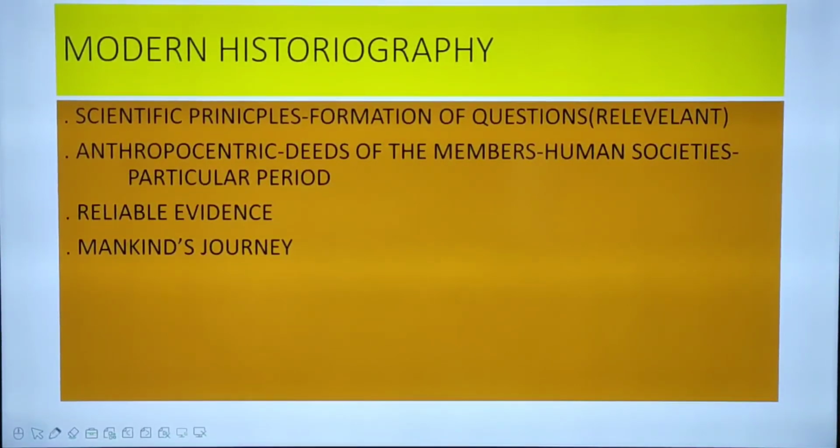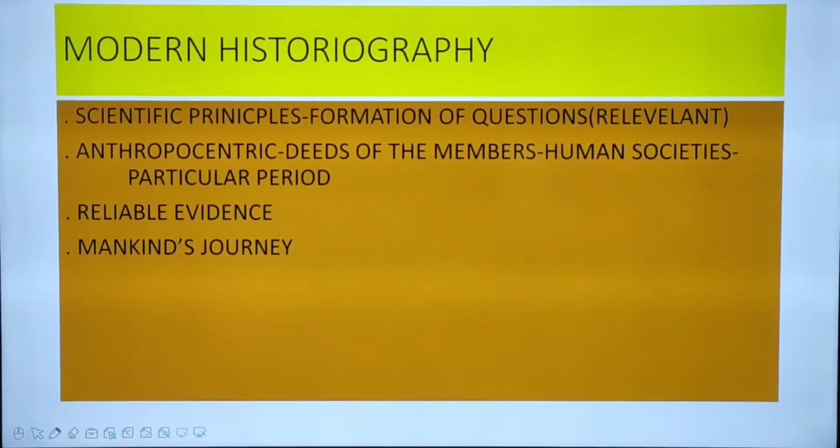Right from the past to the present, how much you have covered, how long you have covered, that is termed as mankind's journey. So modern historiography, now you ask me how did the concept evolve? I will start with the story, let me finish with this. Modern historiography rests on 4 major characteristics or 4 major pillars.